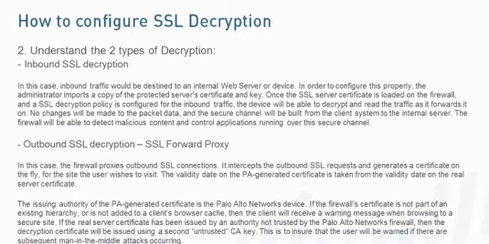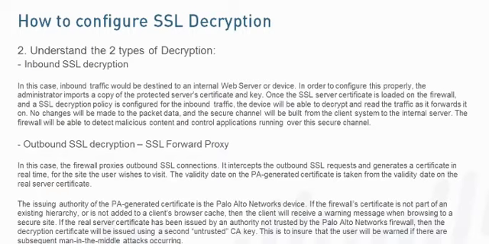In this case, the firewall proxies the outbound SSL connections. It intercepts the outbound SSL request and generates a certificate on the fly for the site that the user wishes to visit. The validity date on the PA-generated certificate is taken from the validity date on the real server certificate when looking at the certificate information.